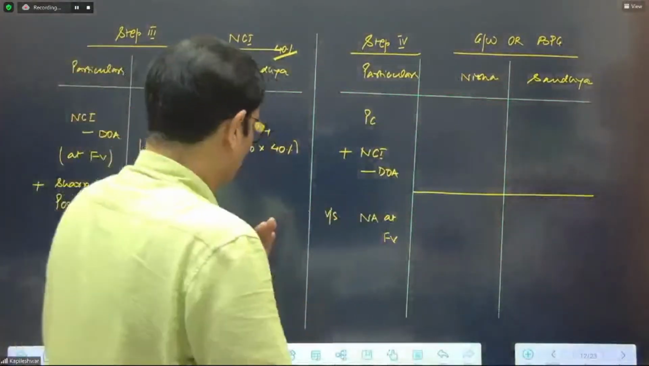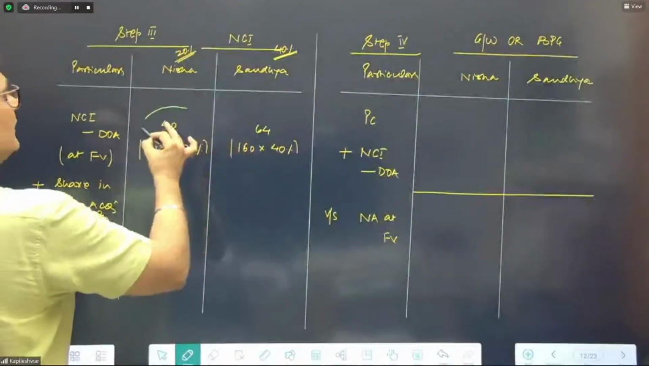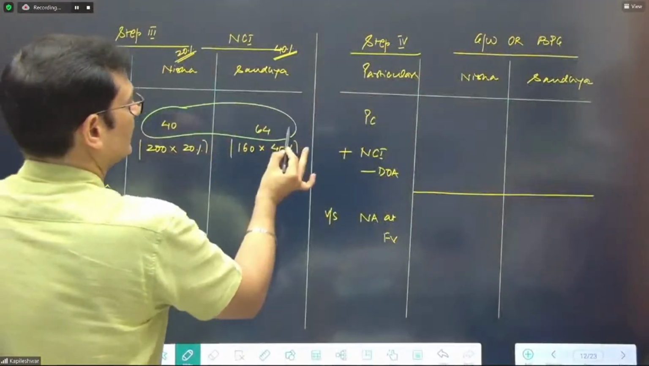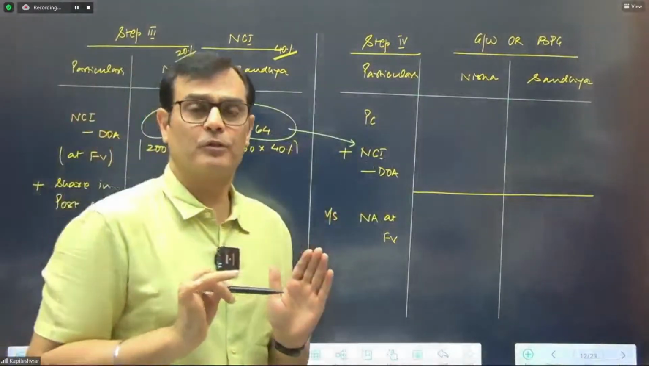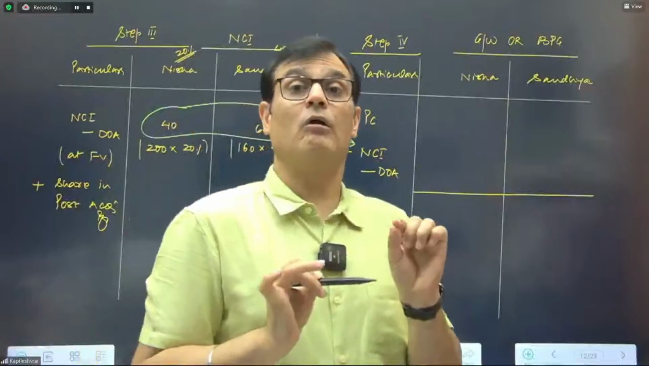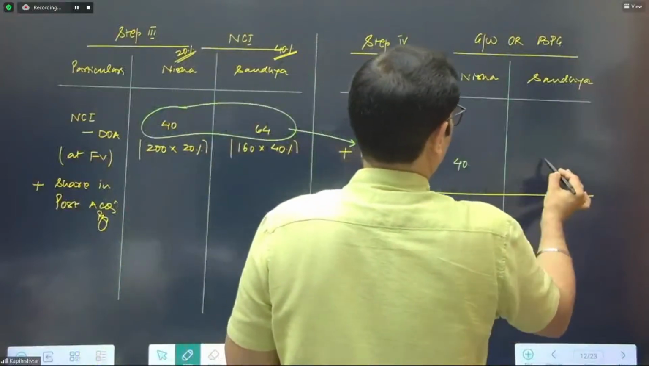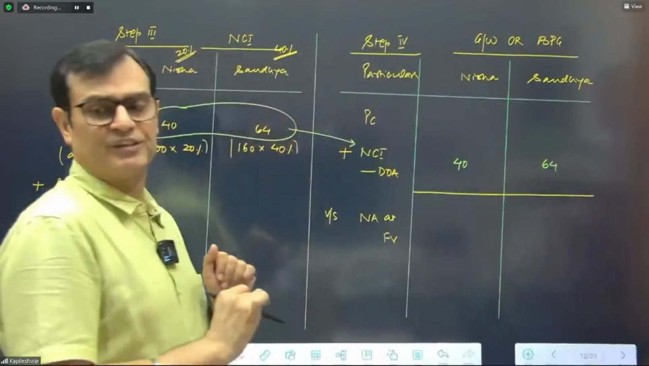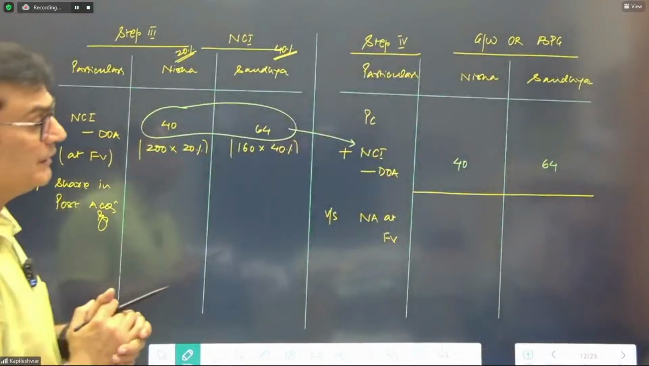So let me also do another thing at this particular stage. We can comfortably consider these figures and take it out here, because we'll need the NCI for the purpose of goodwill calculations on the acquisition date. So let me fill up the figures out here. It is 40 as well as 64. Okay, now let's see the share in the post-acquisition earnings.